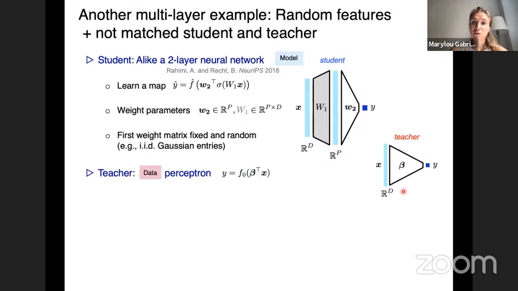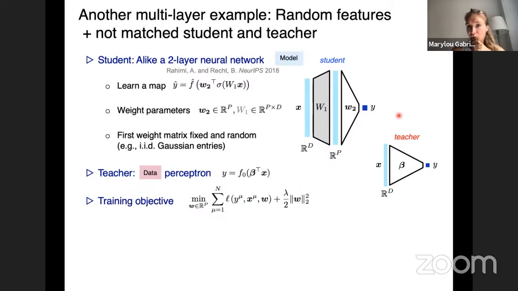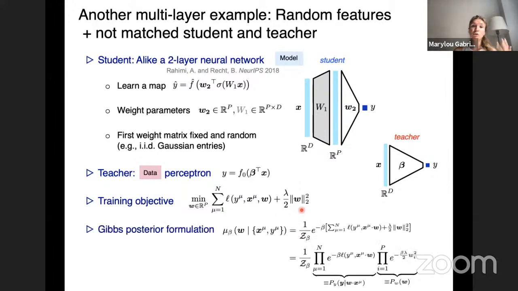Okay, so now if we want to treat this model, there is no such thing as a Bayes optimal generalization error because we don't have a student and a teacher that are matched anymore. So instead, what we need to do is to decide on a training objective. We are going to find the weights of the second layer that minimize the loss, and maybe we are going to add some weight decay, so some L2 regularization on the weights, which is very common in machine learning.